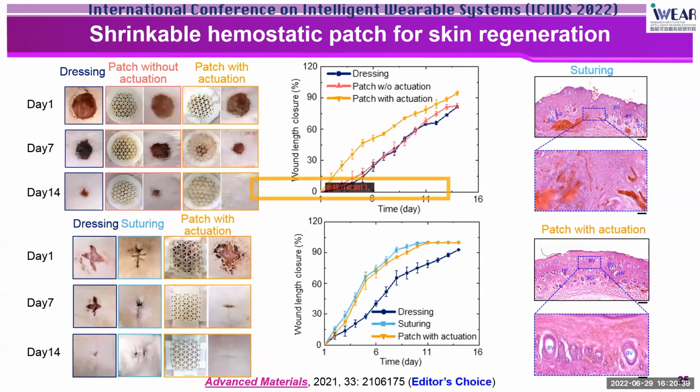For the round wound to recover with 80% wound closure, it takes around 6.8 days for the strategy with our shrinkable patch. And for the 2 control groups with only the dressing or with the patch without actuation, it takes around 10 days and around 9 days respectively. So our shrinkable patch can accelerate the wound closure.